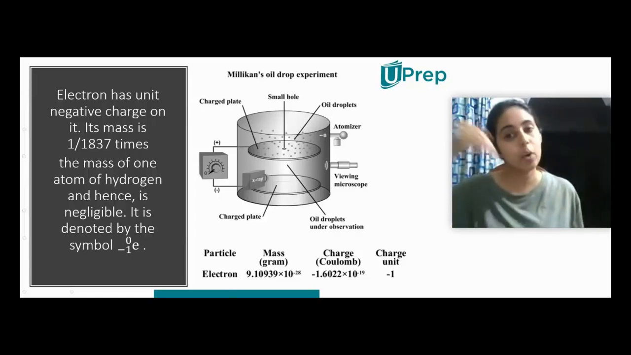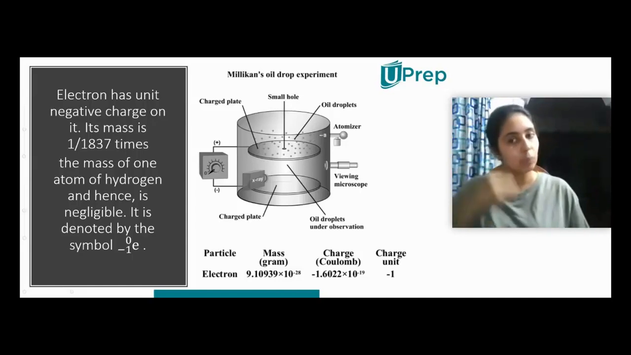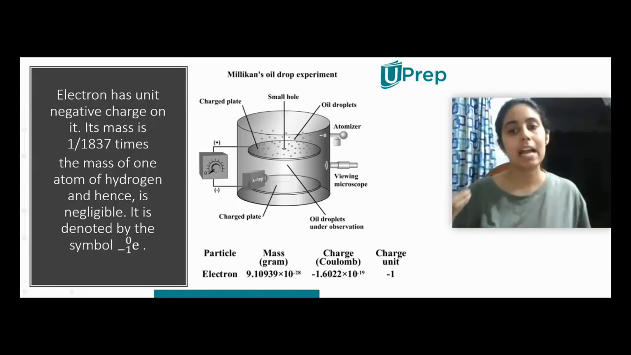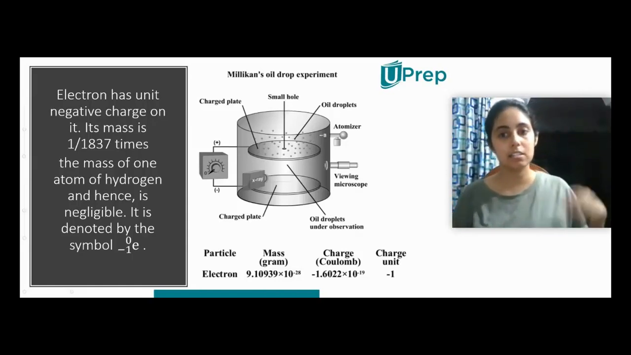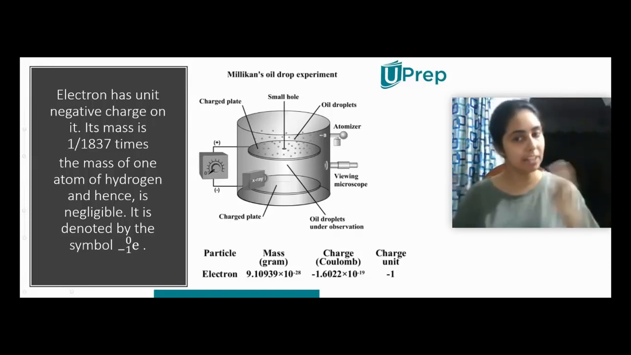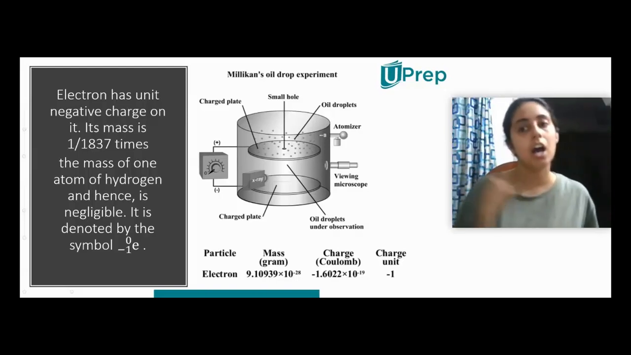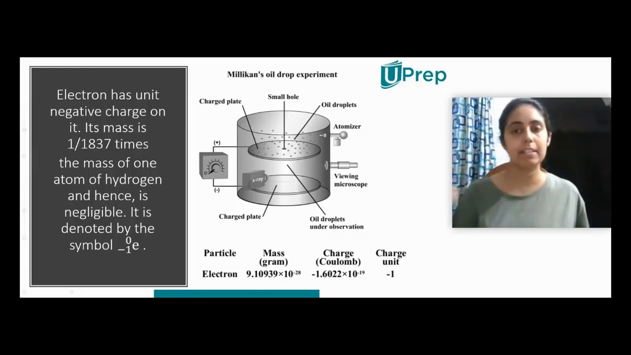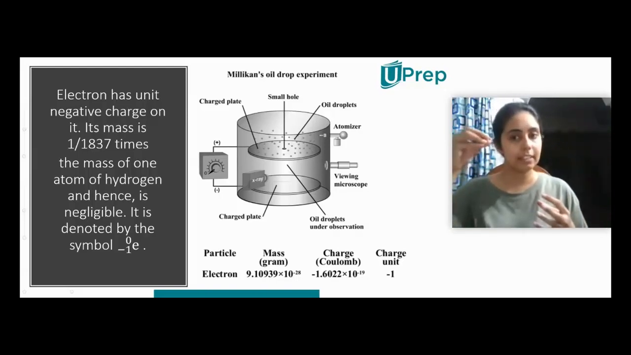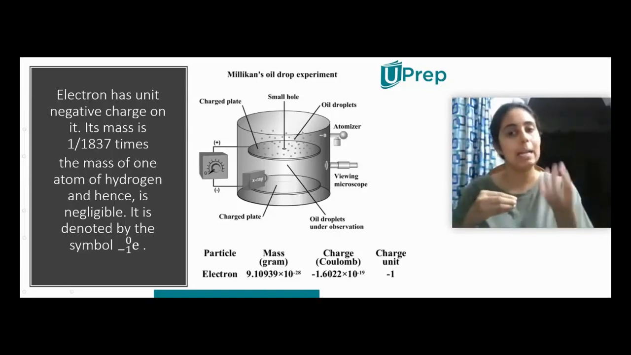When they're going down, they take the charged particle. They take an electron with them. There is a viewing microscope where you can see what is happening inside. That is what the video shows. So if you want, you can go back and see the video now that you understand what an atomizer is. The oil that goes in from that small hole picks up the charge.